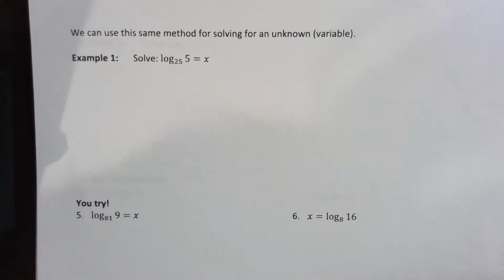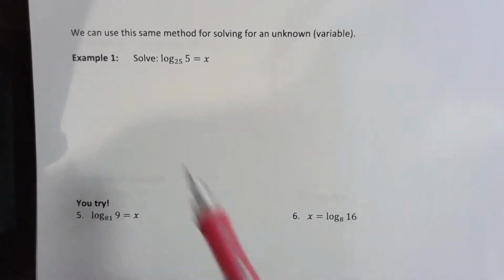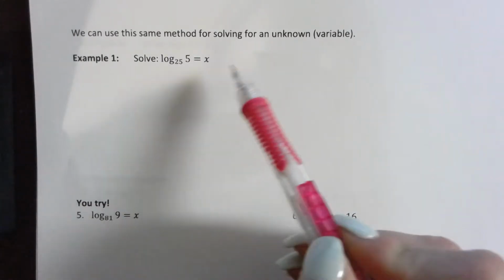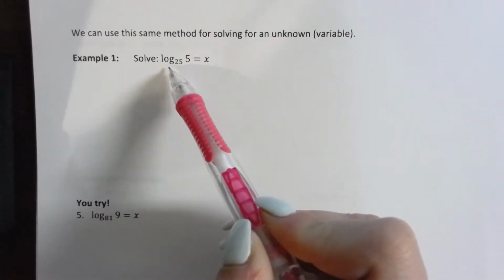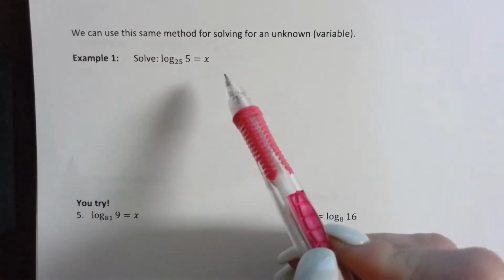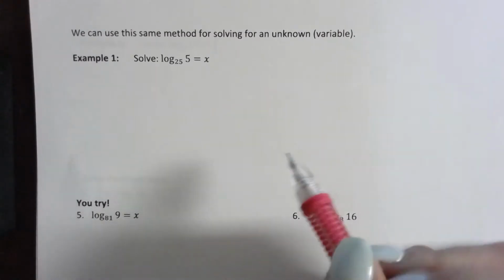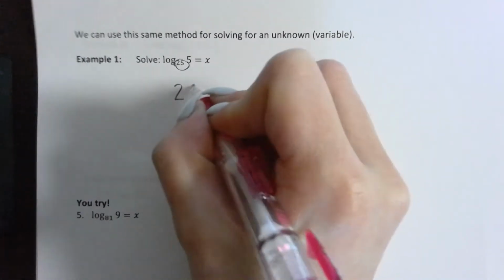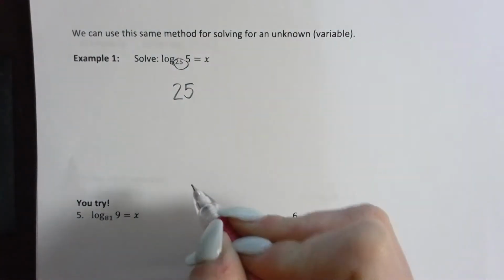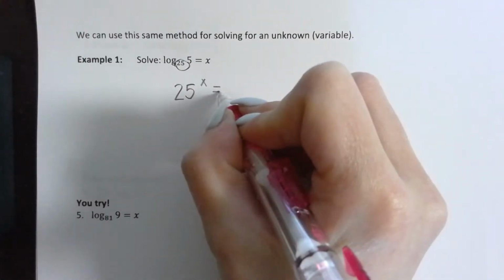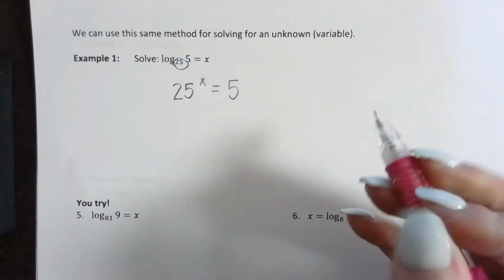We can use this same idea of rewriting to help us solve for missing variables. For example, in example 1, it gives me log base 25 of x equals 1/2. Now, if I had a calculator, I could just type this whole thing in and it should give me x, but I want to try and solve this by hand. So what I'm going to do is start with changing it into exponential form. My base is 25, so I'll keep the 25 the same, and then I'll switch spots with the 5 and the x, so x becomes my exponent, and this whole thing is equal to 5.